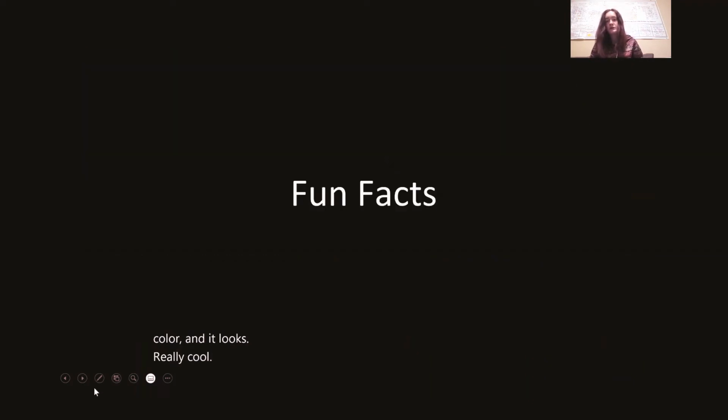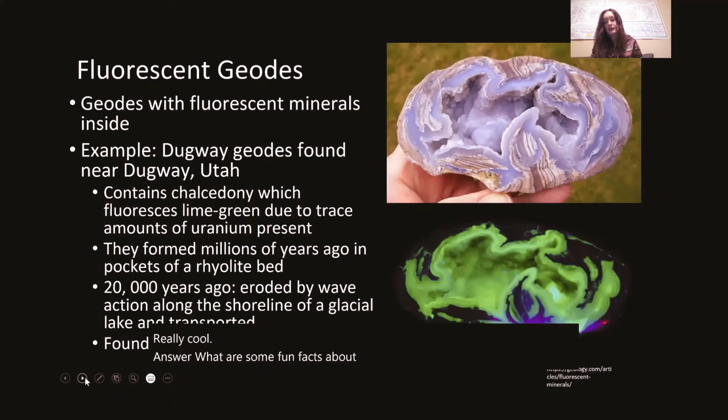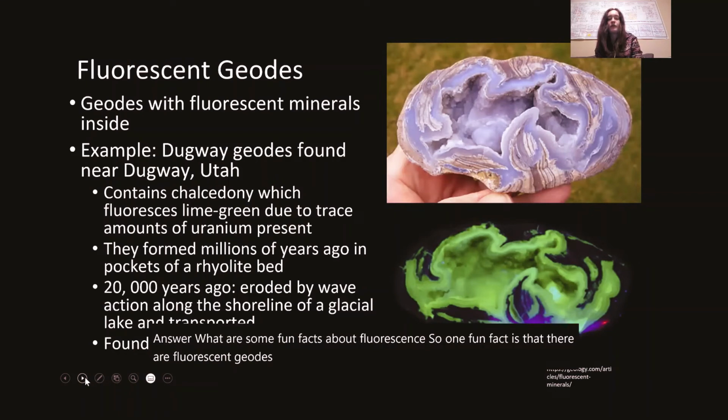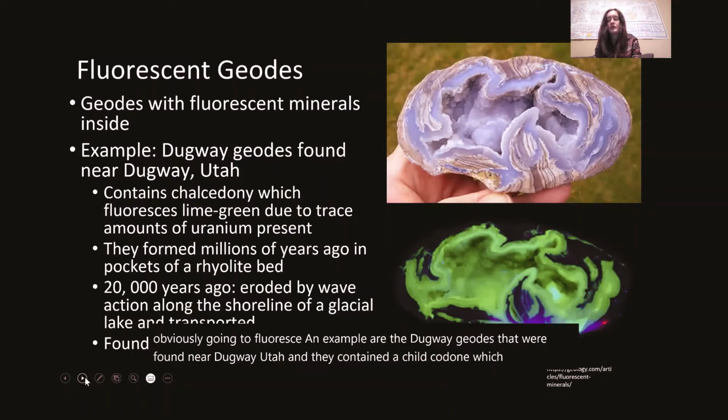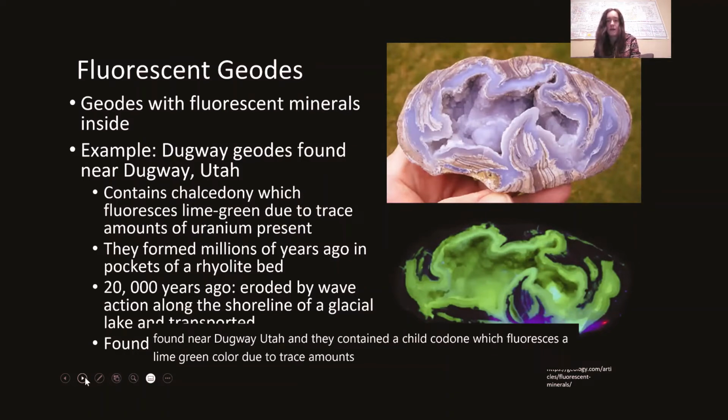And so what are some fun facts about fluorescence? So one fun fact is that there are fluorescent geodes. Geodes that have fluorescent minerals inside are obviously going to fluoresce. An example are the Dugway geodes that were found near Dugway, Utah, and they contained a chalcedony, which fluoresces a lime green color due to trace amounts of uranium present in there. And so this is what it looked like under UV light.